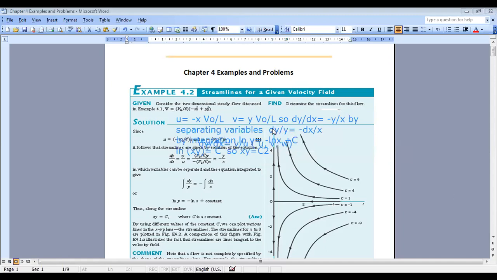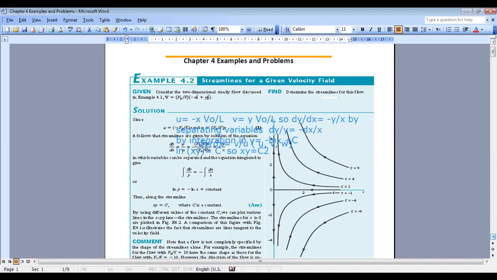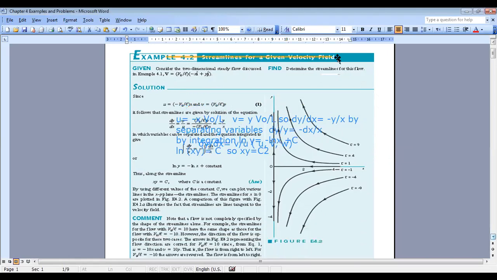Now, since this velocity field is steady, because it's independent of time, anytime you take your picture, you will get the same graph, because it's a steady application. If you have a transient application, the picture you take will depend on time, so the streamlines will vary.